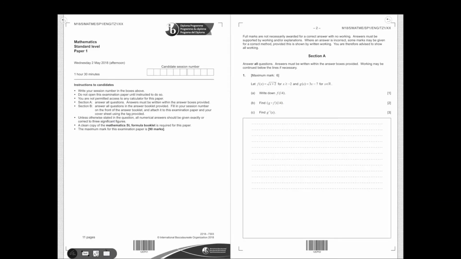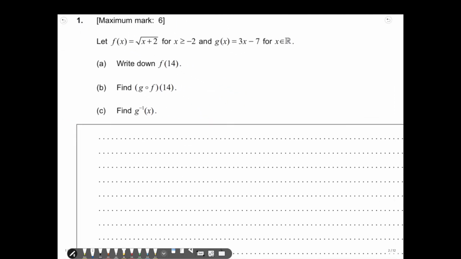Hello, today we are going to talk about the IB Excel past paper on mathematics, paper 1, in TZ1, from 2018. So let's get started with question 1, which is about functions. We have the function f(x) equal to the square root of x plus 2, with the domain x greater than or equal to negative 2, and g(x) equal to 3x minus 7 for all real numbers.